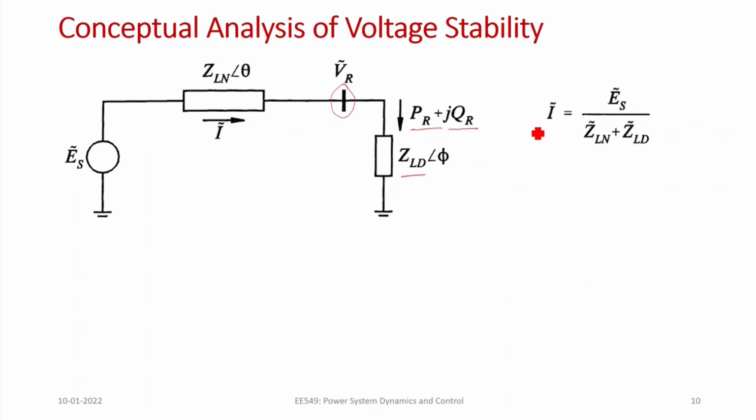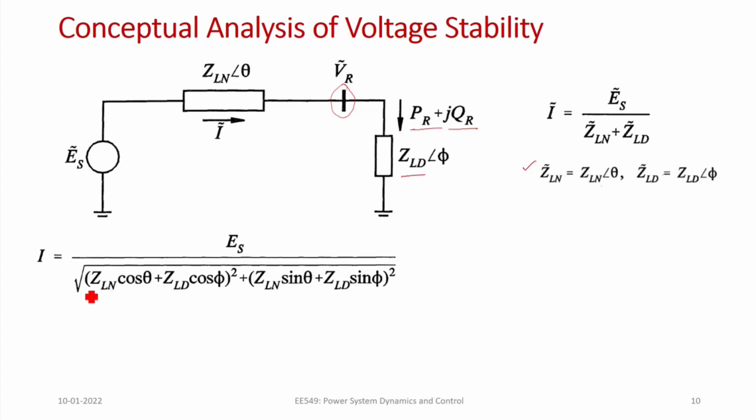If we write the expression for current, I is equal to ES by ZLN plus ZLD, obviously. So ZLN, if we write in phasor form, will be ZLN angle theta, and ZLD will be ZLD angle phi. Let us say theta and phi are the phase angles of the respective impedance components. And if we want to find the magnitude of current, then I will be equal to ES by the square root of the whole ZLN plus ZLD magnitude.